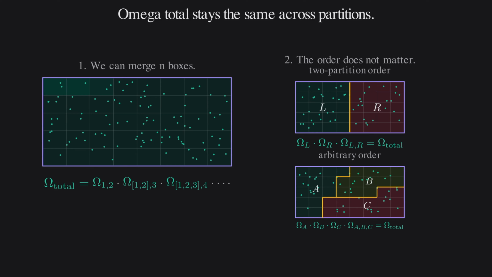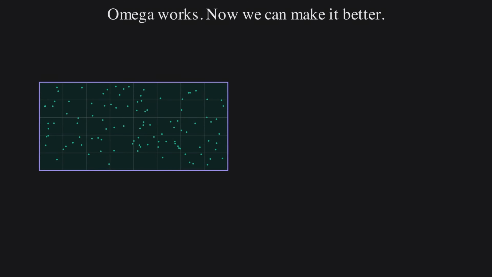Now, we can resolve the earlier challenge. Omega total is the one number we can check for the randomness of the whole system. If omega total is high, the system is random. And if any particular partition gives a low omega, it will lower the omega total through the product. Based on what we have learned so far, omega seems to be a solid choice for quantifying randomness.